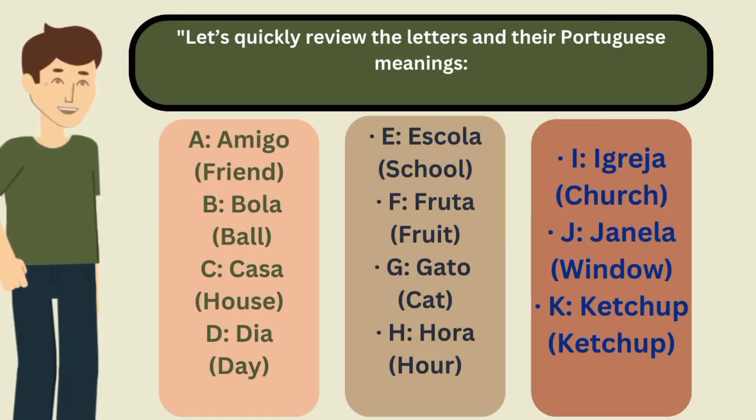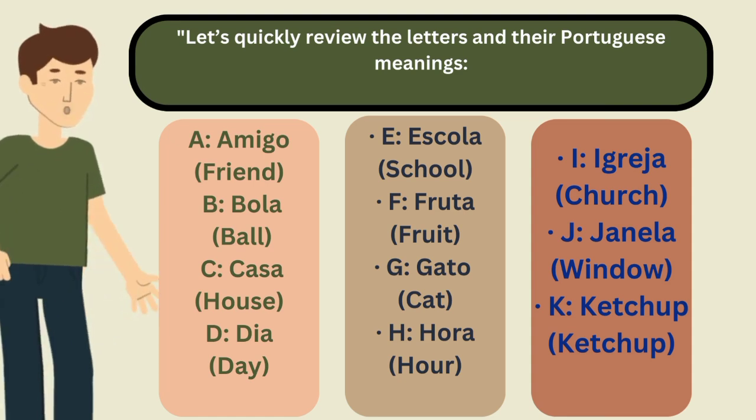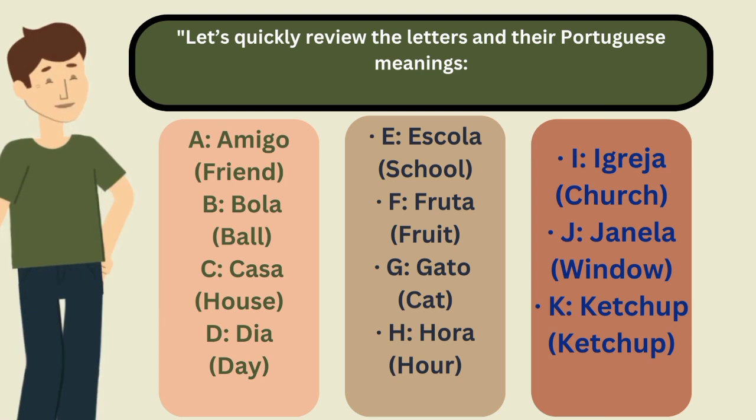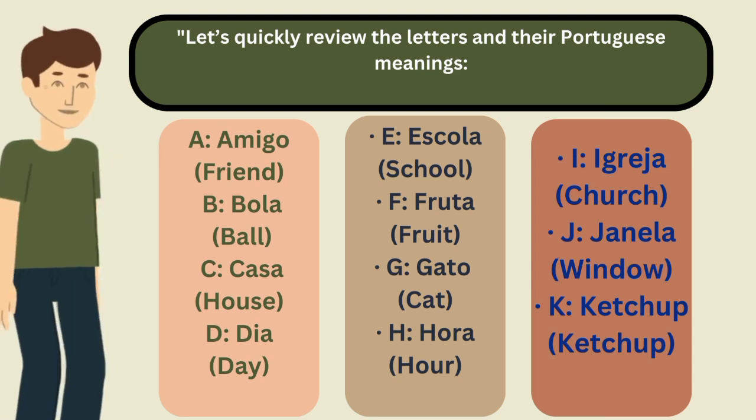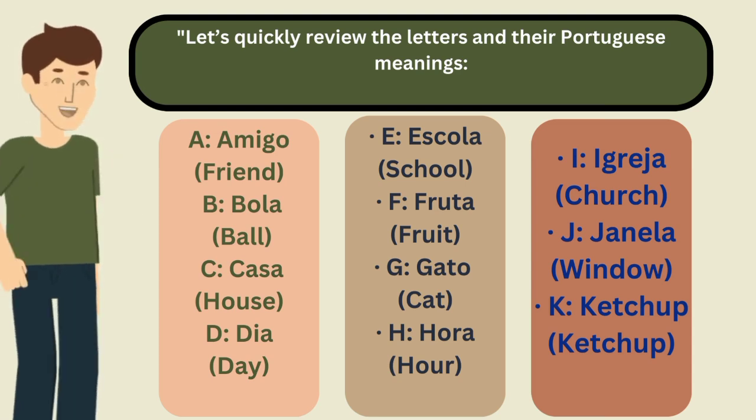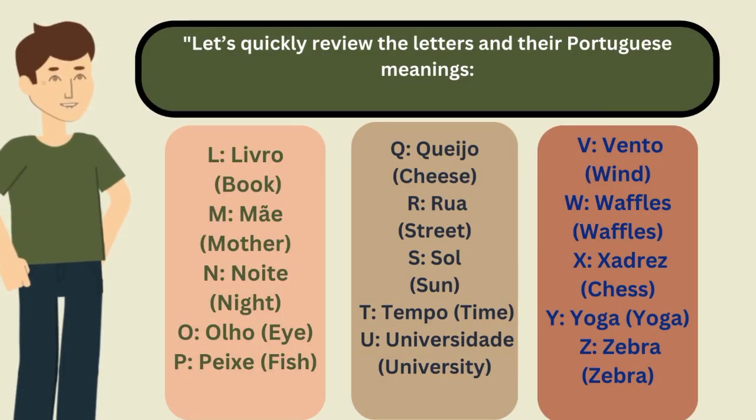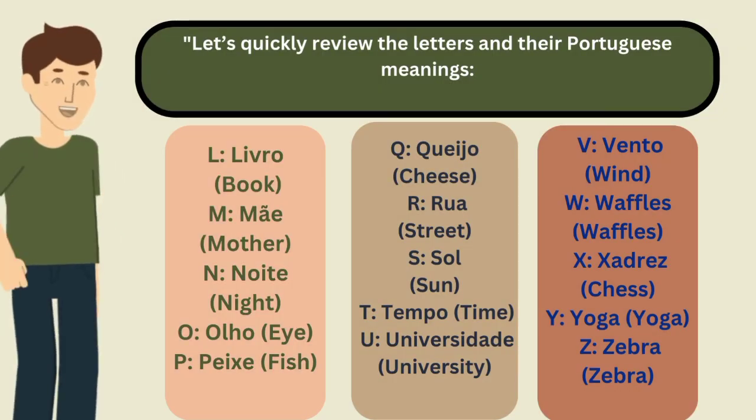Let's quickly review the letters and their Portuguese meanings. A. Amigo. B. Bola. C. Casa. D. Dia. E. Escola. F. Fruta. G. Gato. H. Hora. I. Igreja. J. Janela. K. Ketchup. L. Livro. M. Mãe. N. Noite. O. Olho. P. Peixe. Q. Queijo.